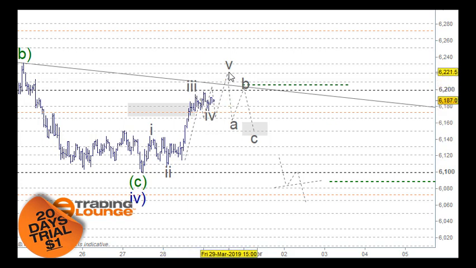So we're looking for one more high here, then that A wave, B wave, and C wave here, and then that being the catalyst here for a safe trade to the upside at that point. We may be able to get in earlier through here. We'll just see how we go with this.